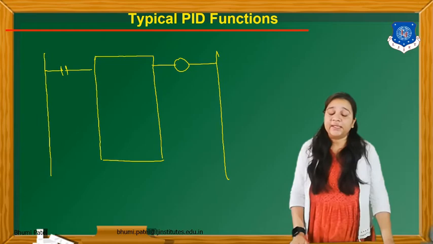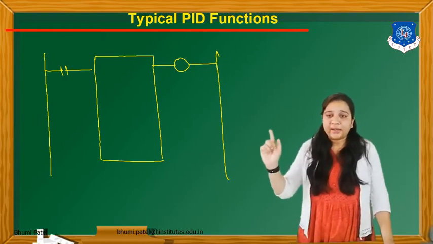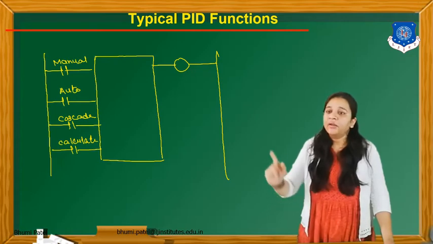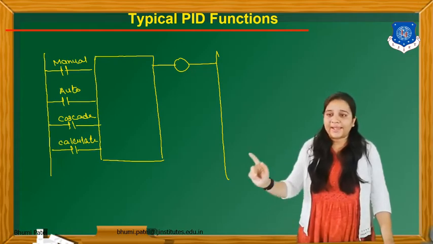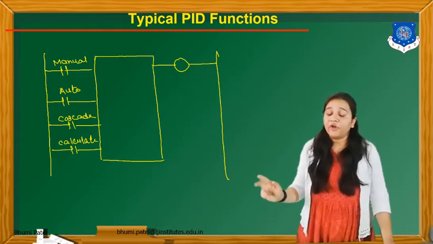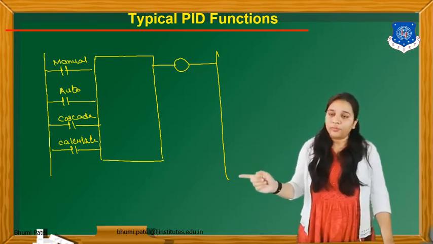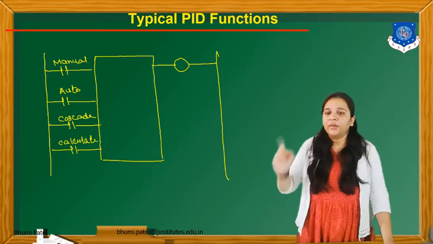Now this is the actual ladder diagram of the typical PID function. Three inputs are there: manual, cascade, and the calculate. Now here we can distribute the two inputs, manual or auto. Anytime only one may run.